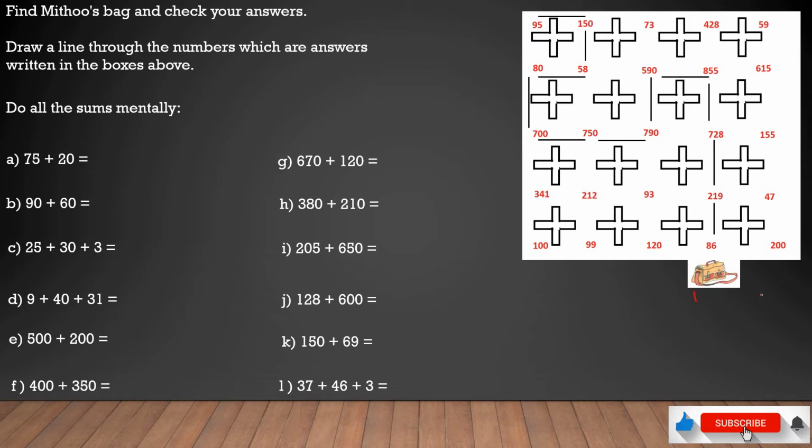Here is Mithu's bag. We have to start from this top, and after solving each and every problem you will get a path starting from here, and it will give you the path to reach Mithu's bag. So to reach Mithu's bag we have to solve each and every question. So let's start solving these questions.